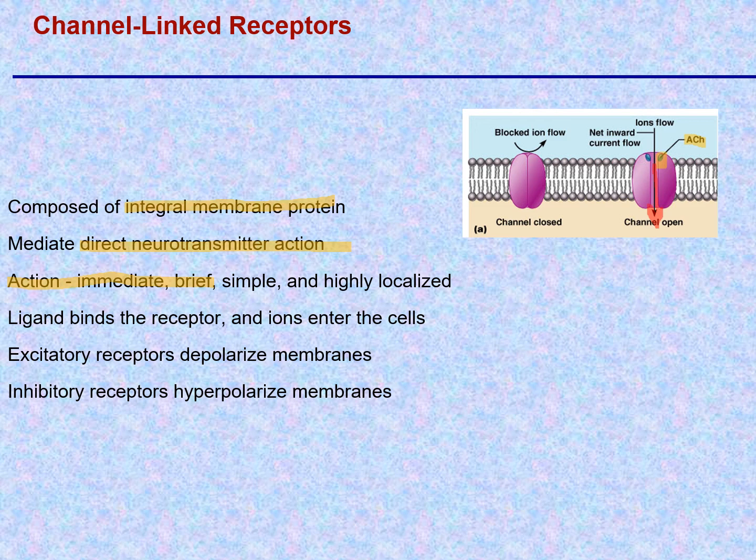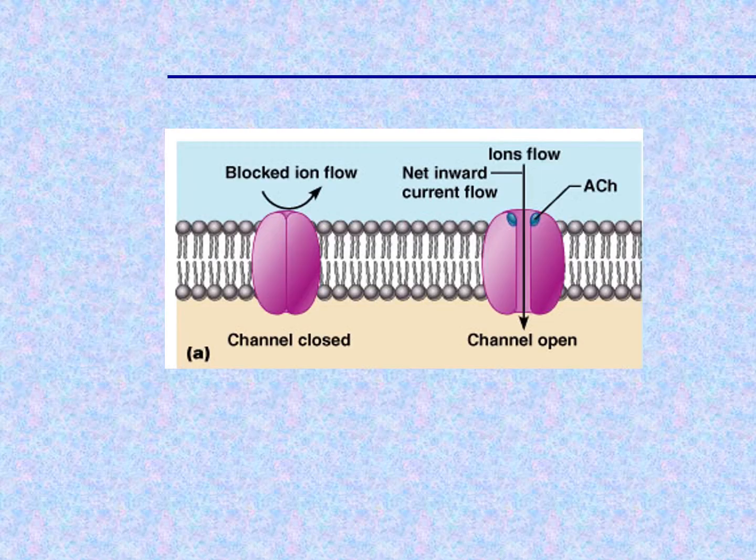The system involves a ligand receptor interaction. The ligand in this case is the acetylcholine, and the receptor is the acetylcholine receptor, and ions will enter. If it's the kind of tissue that has excitatory receptors, you'll get depolarization of the membrane, and if they're inhibitory receptors, you'll get hyperpolarization. And there's the same diagram shown again, only larger.